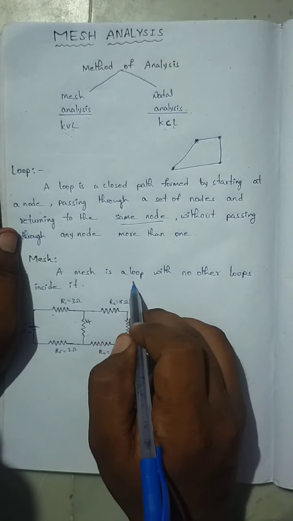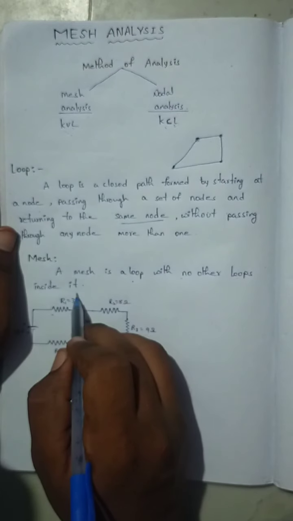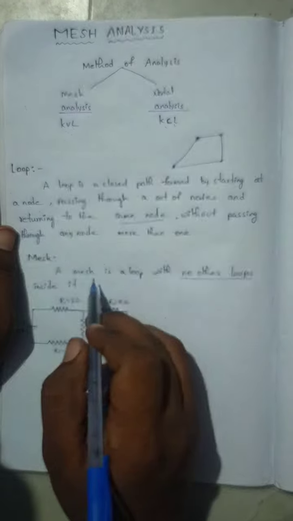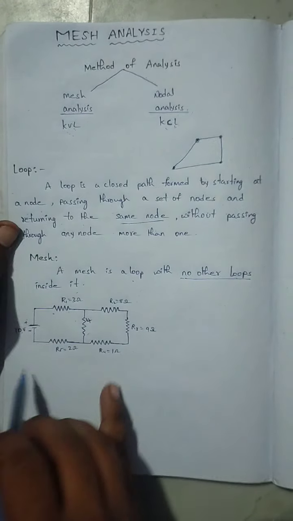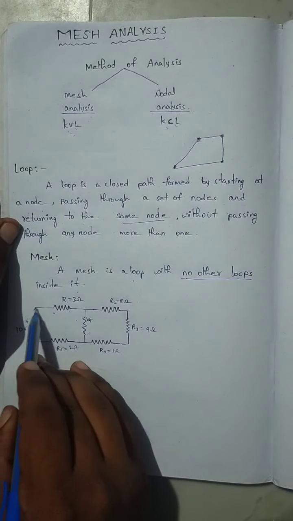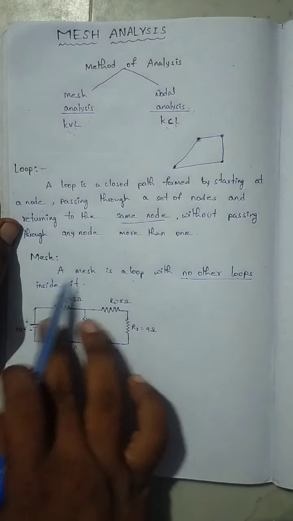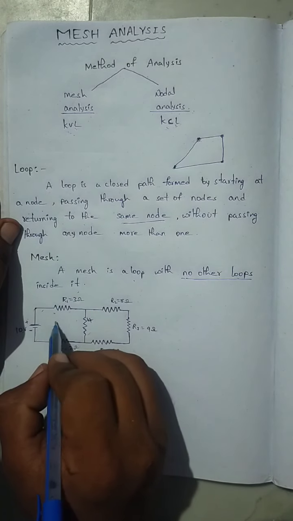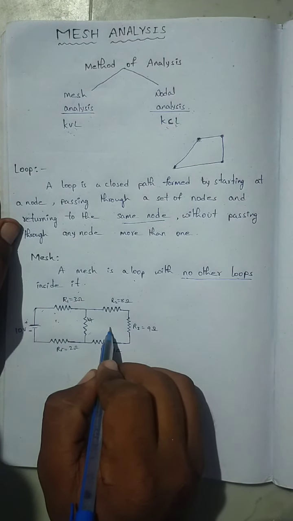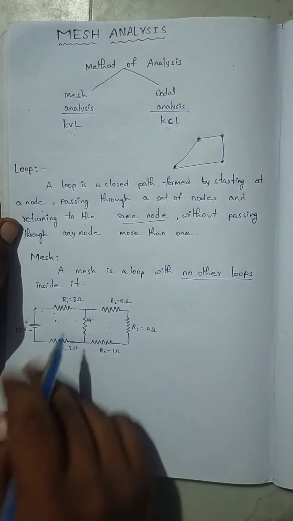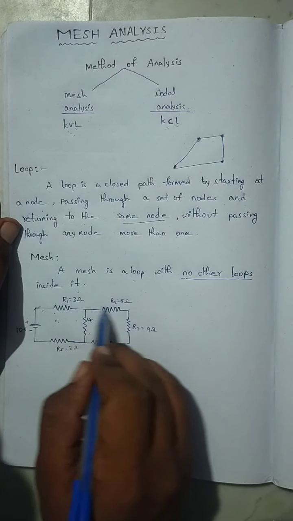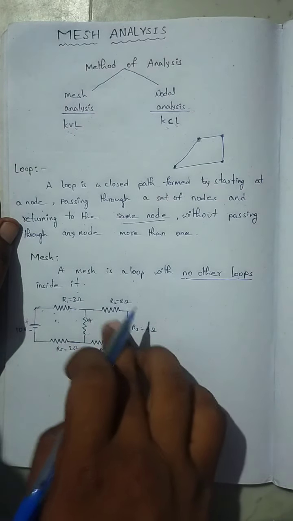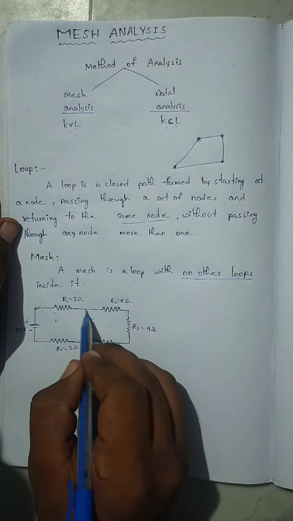Mesh. A mesh is a loop with no other loops inside it. Here consider this figure. This is the total loop, and inside it there are two loops, the first one and the second one. So the total loop is not a mesh, only these inner ones are.